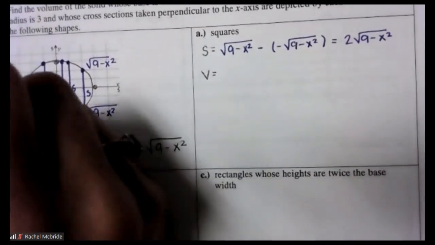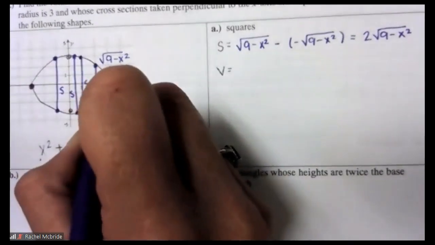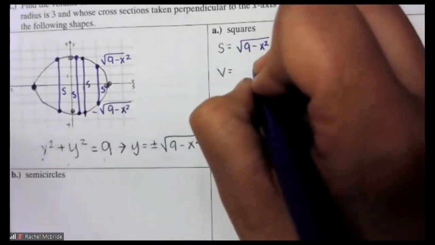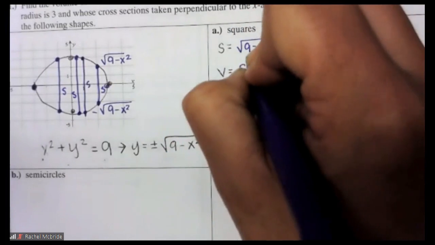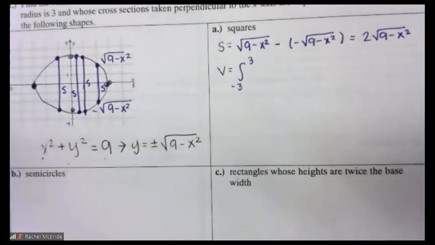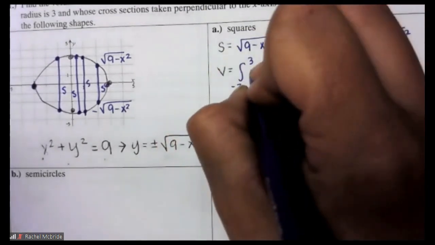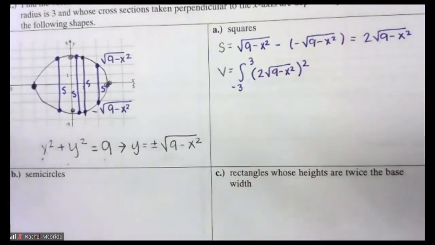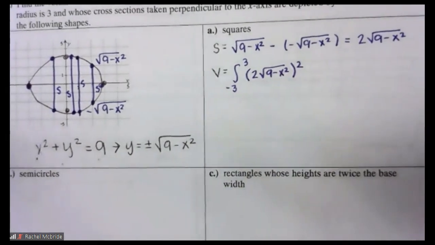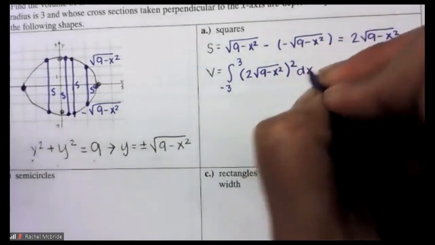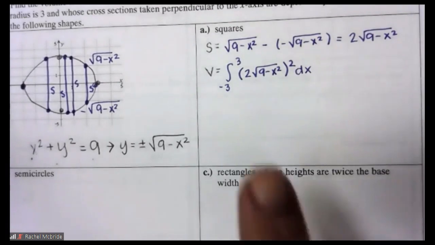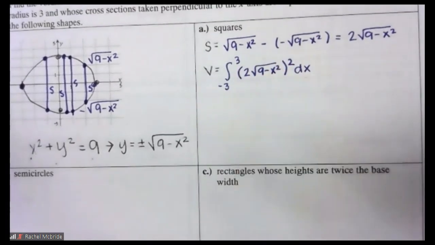For volume, we're going from left to right. The farthest point on our left side is -3, and the farthest point on x to the right is +3. The area of a square is S squared, so we're going to take side length S and square it. And dx represents the width of those squares. That's how you get your volume: it's the area times the width.